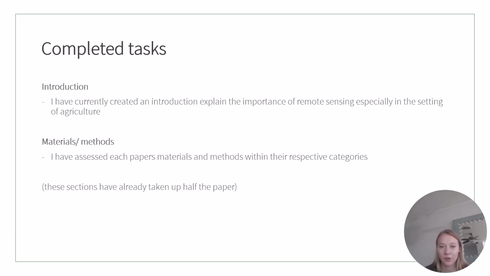Now, with the general overview about all of the papers I'm using in my literature review, I'm going to focus on the completed tasks that I've done already. So for the introduction, I've currently created an introduction explaining the importance of remote sensing, especially in the setting of agriculture. So that's done on my paper. Materials and methods are pretty much done. I'm going to review those one more time, but I've assessed each paper's materials and methods within their respective categories. So my paper is pretty much halfway done because these two sections took up such a wide range of topics. So those are pretty much good to go.